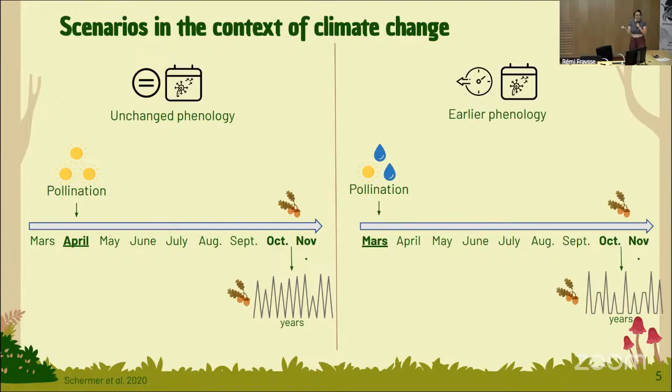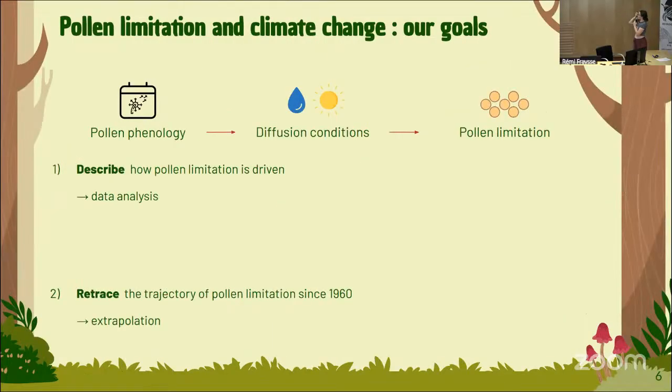The other extreme scenario we can imagine is that phenology would become earlier because it is itself driven by weather conditions, which could maintain a variability in pollen diffusion conditions that is similar to what we know today and maintain some sort of irregularity in the fruiting patterns. So in my work, I tried to understand what has already happened in the context of recent climate change.